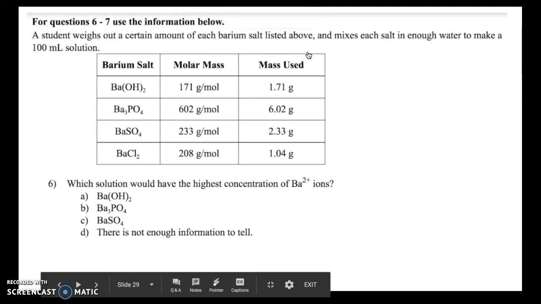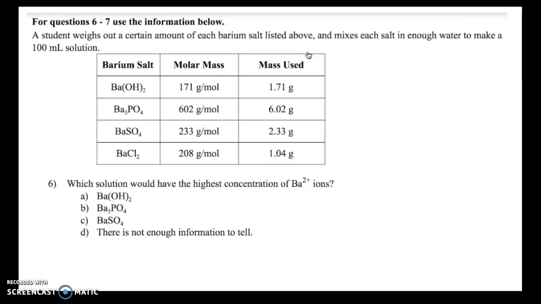All right, for questions 6 and 7, they're telling you a student weighs out a certain amount of each barium salt listed below, and mixes each salt in enough water to make a 100 milliliter solution. Which solution would have the highest concentration of barium ions? Okay, so I want to know which one would have the highest concentration of barium ions. And I'm being told that I'm mixing each salt in enough water.